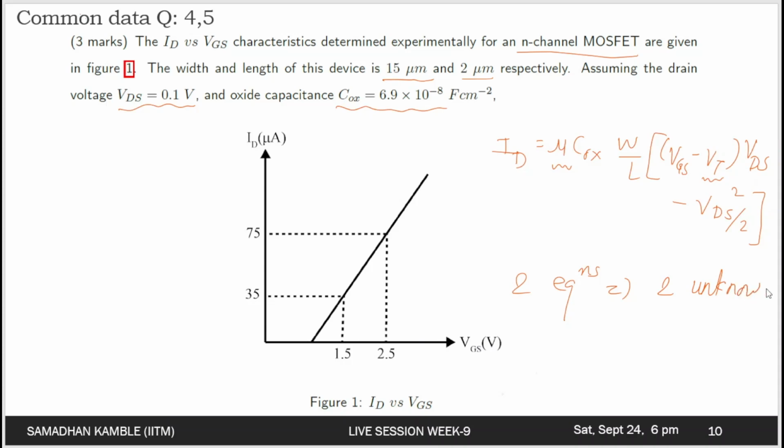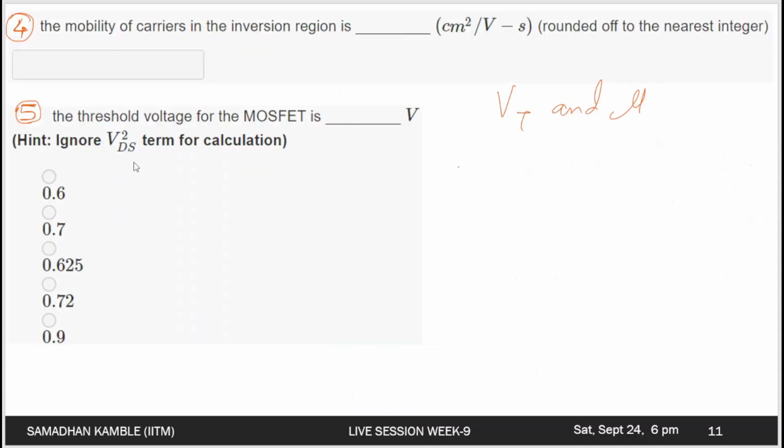So I think this is enough information so that if you have two equations we can find out two unknowns from those two equations. I'm not going to solve this particular problem here, but I'll just give a small hint. If you simplify this equation as shown in the hint, the VDS squared term can be ignored because VDS is a small value.